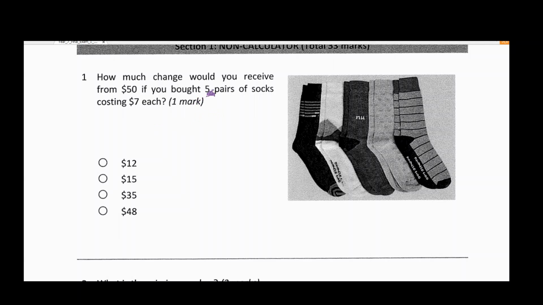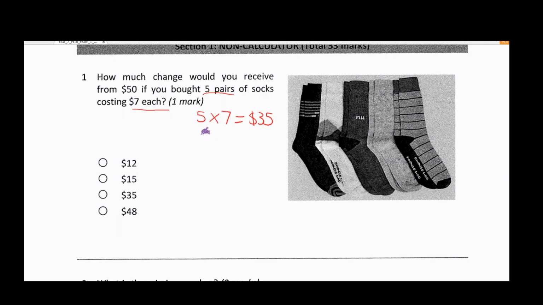So 5 pairs of socks at $7 each. So that's going to be 5 times 7. 5 times 5 is 25. 6 times 5 is 30. 7 times 5, $35. So that's how much it costs.